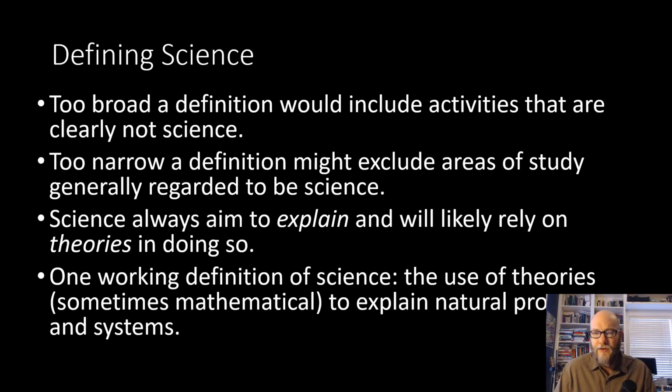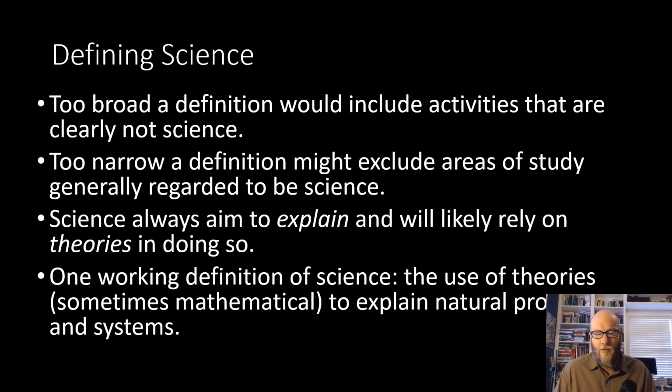Ultimately, science always aims to explain. Okay? Explanation of the universe around us. It begins with the earliest scientists, including the earliest philosophers, right? They are all trying to make sense of the world that they interact with, that they observe around them. And that is, right up until today, one of the key components of science: an attempt to explain the natural world, the world around us. And it likely relies on theories in doing so.